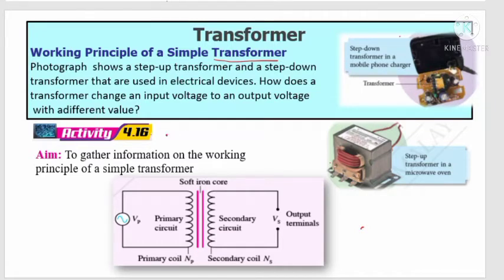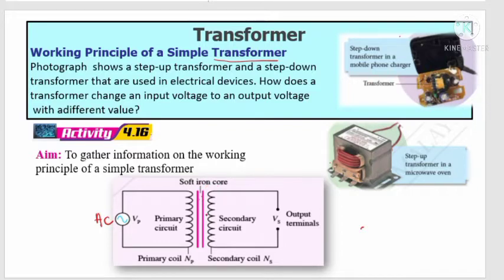Look at Activity 4.16. The aim is to gather information on the working principle of a simple transformer. This is one structure of a transformer. The basic structure we can draw in this symbol for a transformer. The primary circuit consists of the primary coil. The number of turns is NP. As you can see here, the primary circuit is connected to an AC power supply, AC voltage or alternating current. And the symbol here, the two parallel lines, is the soft iron core.